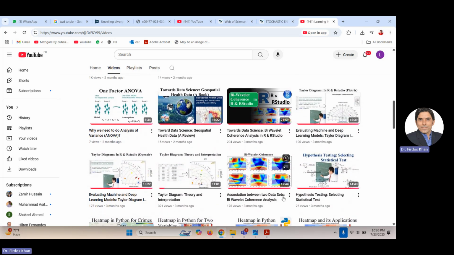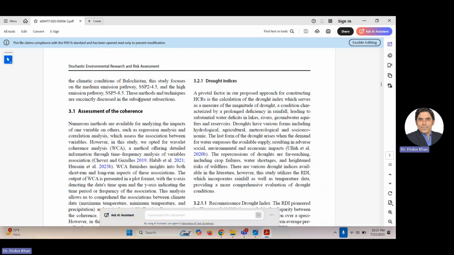Association between two data sets, bivariate coherence analysis. This is the theoretical part. And then I have done the bivariate coherence analysis in R and RStudio. So this is the theoretical interpretation of how we have done this, and this is the implementation in R. You can learn this part from my two videos, and the links are given in the description.